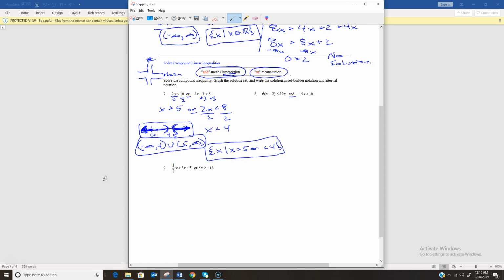You've got to have all three of those on most of these problems. Now this has an "and" in it. That means we're going to find each of them, but then we're only going to graph and use as our solution where they intersect. So here we have 6x minus 12 is less than or equal to 10. So 6x is less than or equal to 22. Divide by 6. x has to be less than or equal to 11/3, which would be 3 2/3.